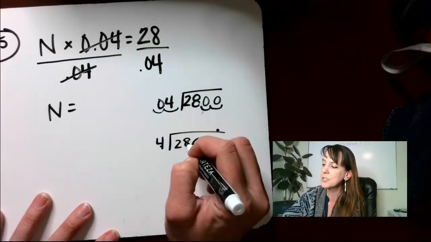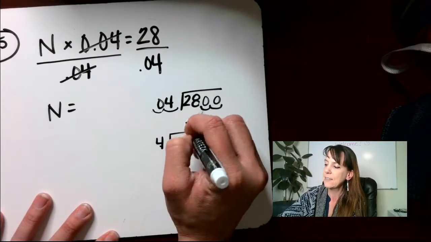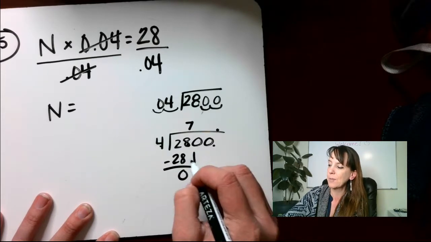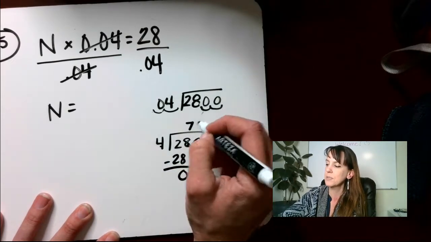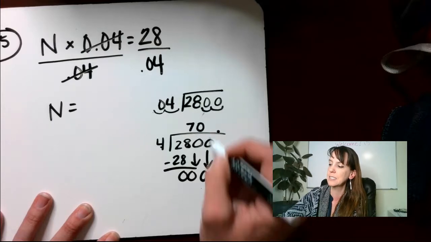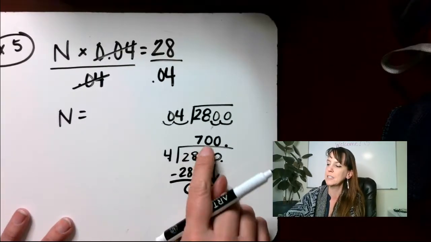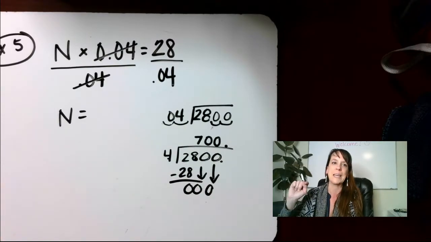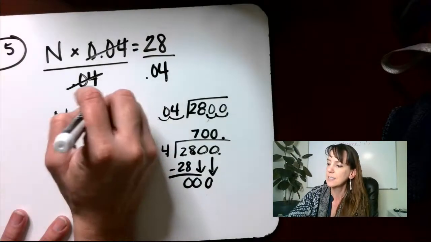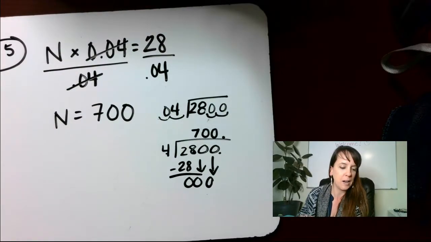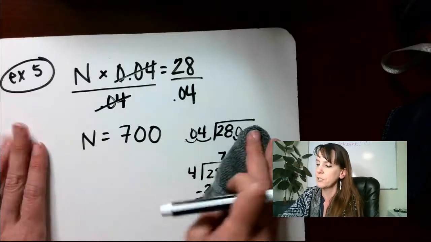So 4 goes into 28 7 times. 7 times 4 is 28. 0, when I subtract, I bring down. 4 goes into 0, 0 times. Bring down another 0, 0 times. 700, right? Because 4 times 700 would give us 2,800. So n equals 700. Okay, and then of course you can go back and check that work too.